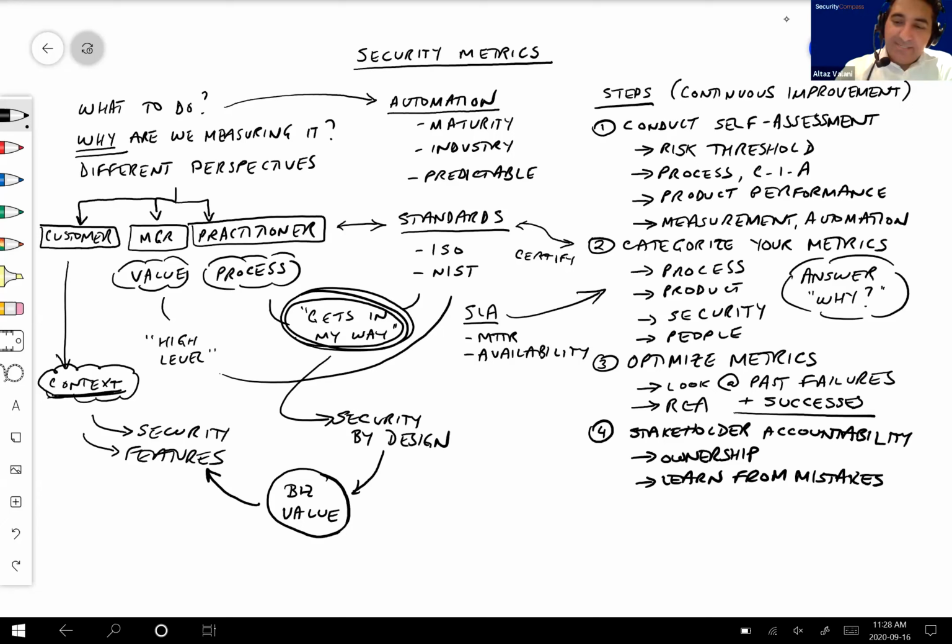So let's take this one step further, because we've talked earlier about automation. We've conducted a self-assessment, we've categorized our metrics, we've even optimized them, we've started to put in place stakeholder accountability. Where does automation fit in? When do we start to implement, when do we start to measure this stuff? Is this now the stage where we start to roll that out, or is there still something missing?